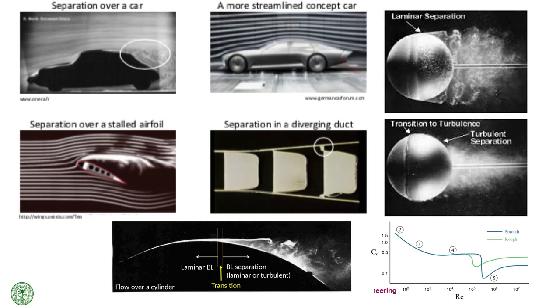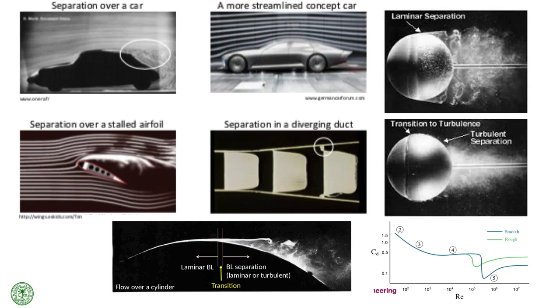Separation in a diverging duct is the next case. All the others are external flows, and this is the only internal flow we have put here. This is a diverging duct only, not a converging-diverging duct. You can see that the separation is there at the third velocity profile, and this is the case where the pressure gradient is adverse. In a diverging duct, the pressure gradient will be adverse. In a converging duct, the pressure gradient will always be favorable.